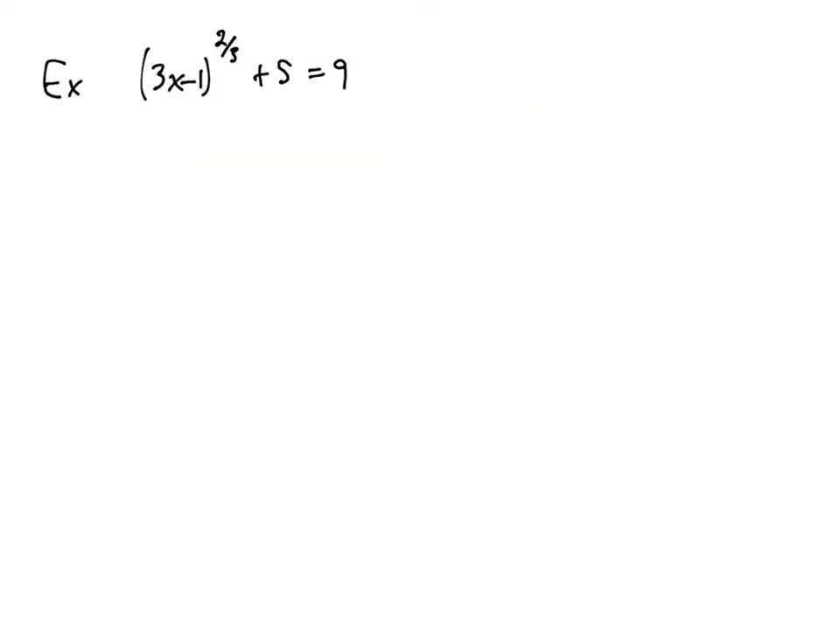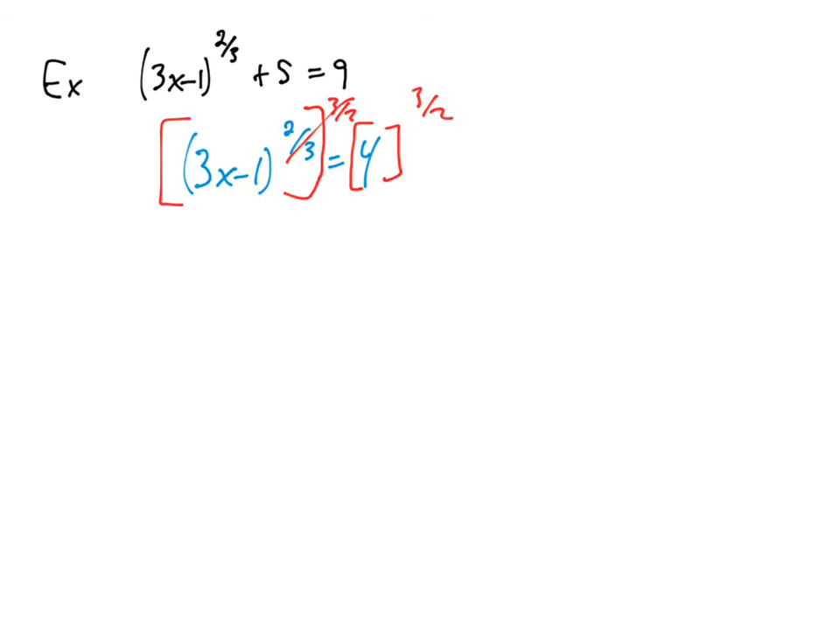All right, moving on, 3x minus 1 raised to the 2/3 plus 5 equals 9. So this is similar to the last one. Let's subtract 5 from both sides first. And then we're going to raise everything to the 3/2 power. So on the left, the exponents cancel. We get 3x minus 1.